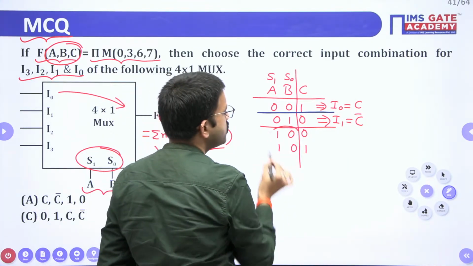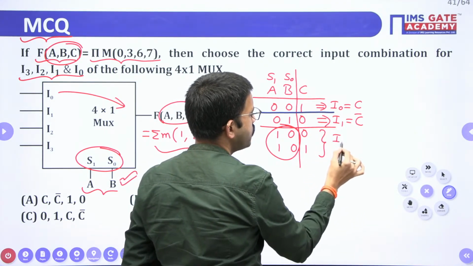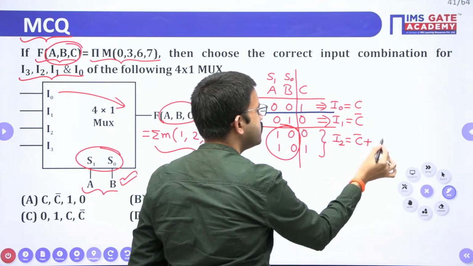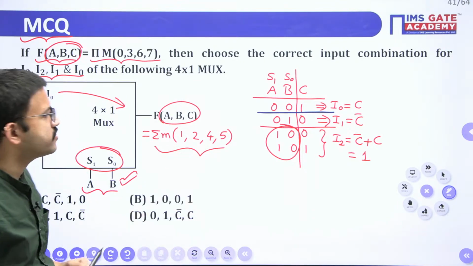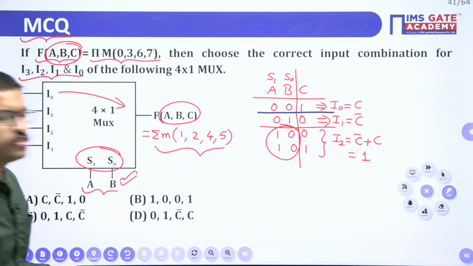Next, for the 1, 0 combination, you are getting 2 cases. For the 1, 0 combination, I2 will be connected. Here C value 0 means C bar, plus C value 1 means C. C bar plus C is nothing but 1. Now for the 1, 1 case we are not getting anything, that means the I3 value is 0.